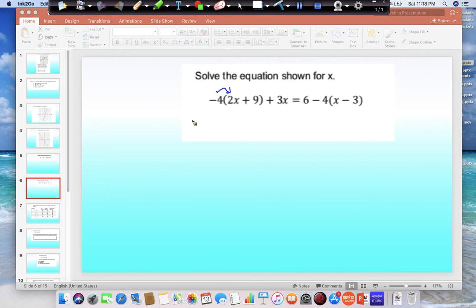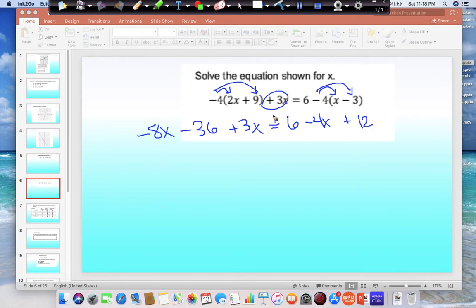Okay, -4 times 2x gives me -8x. -4 times 9 is -36. Don't forget this +3x. -4 times x gives me -4x. Don't forget the 6 up front. And -4 times -3 gives me a +12. Remember, we want our variables on one side and our numbers on the other. Okay, so we want to combine like terms if we can.